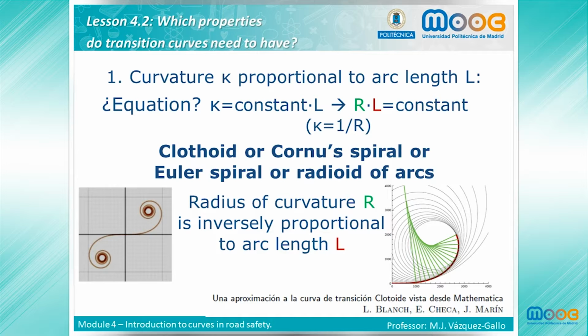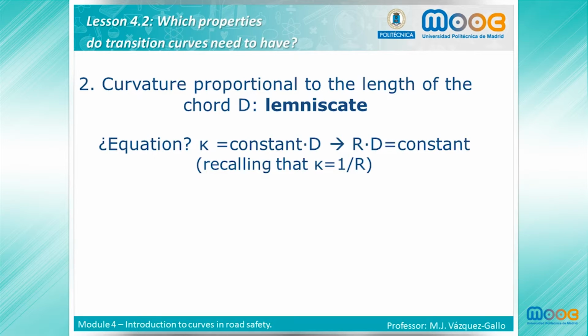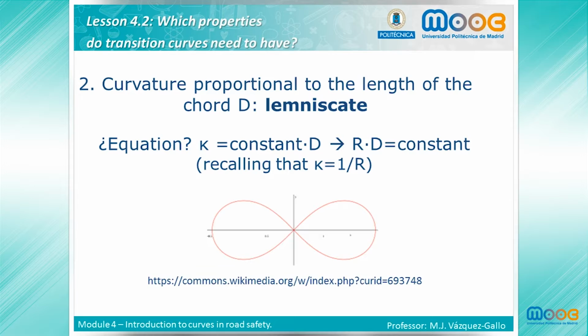In the second case, we look for a curve such that the curvature kappa is proportional to the length of the chord, say d. The equation of this curve will be kappa equal to a constant times d, and the corresponding curve is called lemniscate. You have seen this curve before in part 1 of this course devoted to curves in construction and architecture.